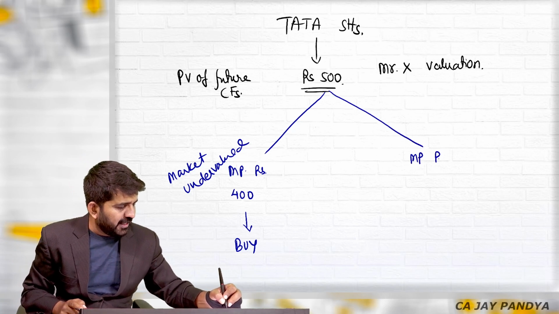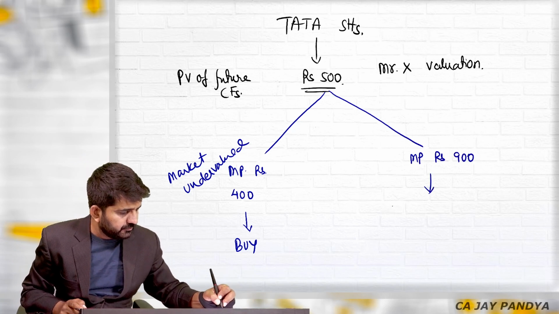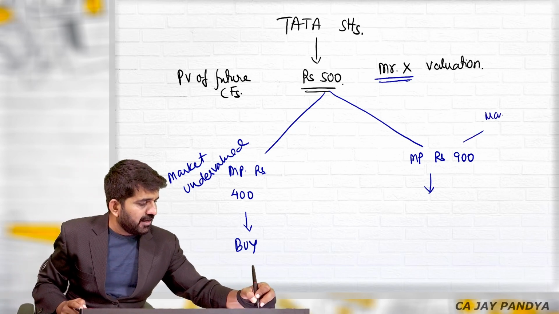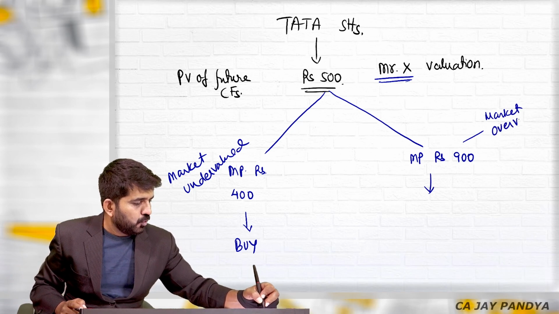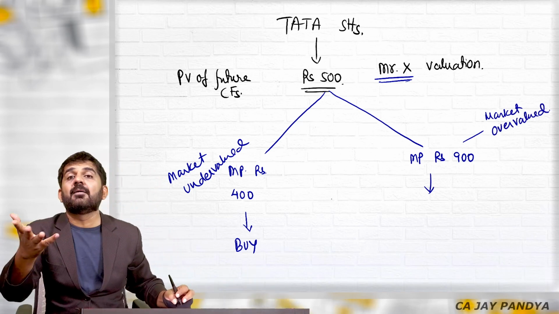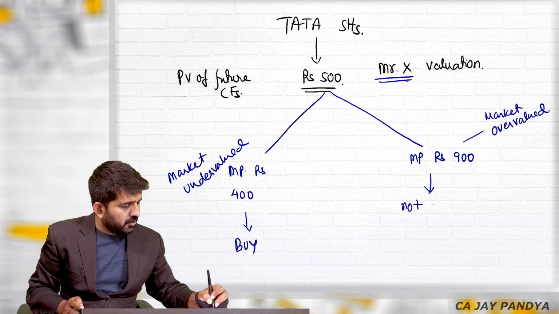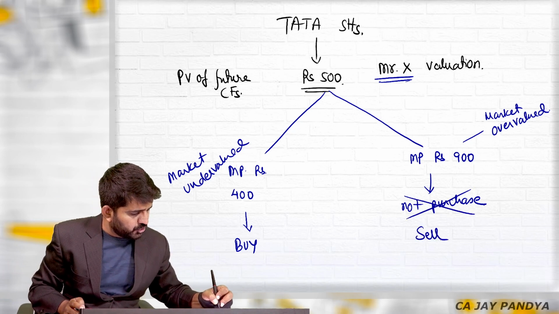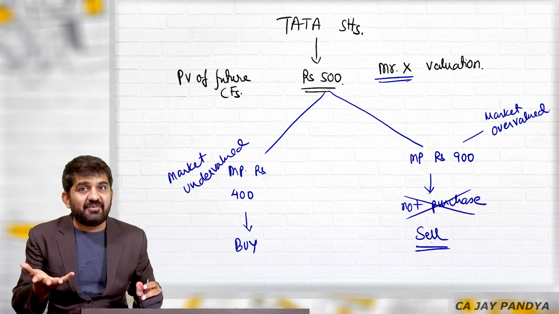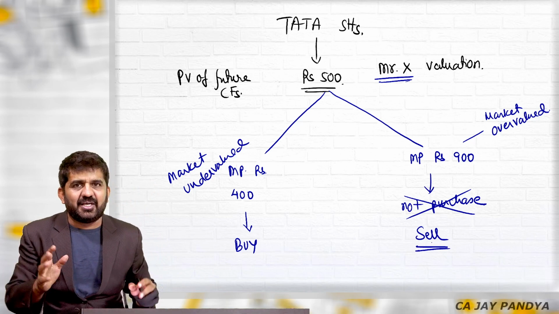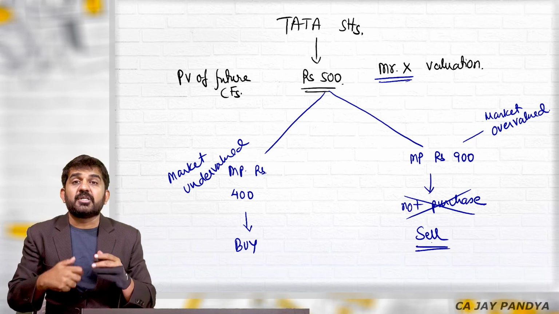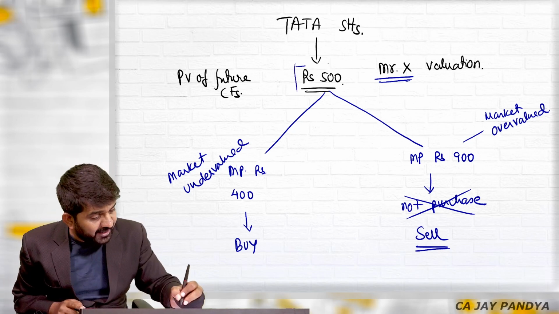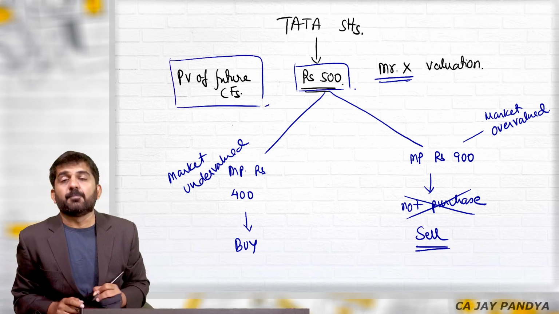If market price is rupees 900, what should Mr. X do? As per him, market has overvalued. Market में महंगा मिल रहा है. He will not purchase. And if it is the stock market, the answer should be sell. If he is already having it, he can sell it. Even if he is not having it, there is a concept of short sales where a person can sell something even if he is not holding. Right now, that is not important. But see how this 500, this concept of valuation is important.